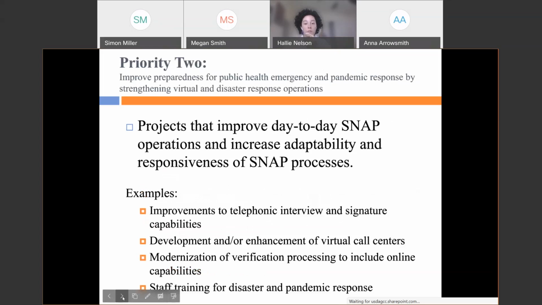Priority Area 2 focuses on improving preparedness for public health emergency and pandemic response. Proposals that target this priority will improve day-to-day SNAP operations and increase the adaptability and responsiveness of SNAP processes. Such projects could include improvements to telephonic interview and signature capabilities, development or enhancement of virtual call centers, modernization of verification processing, or staff training for disaster and pandemic response.